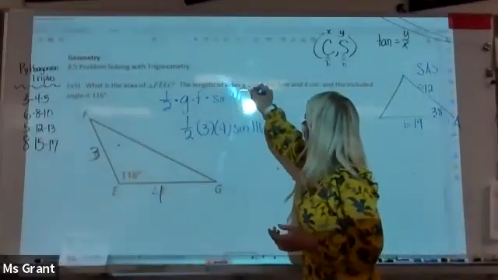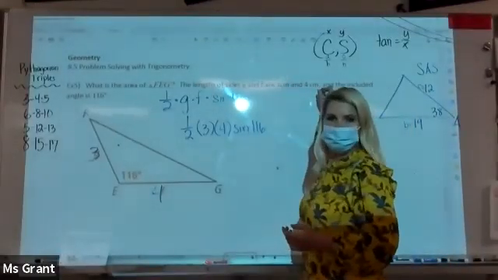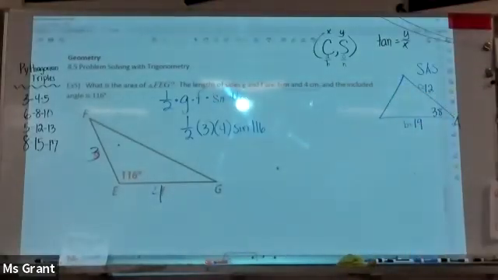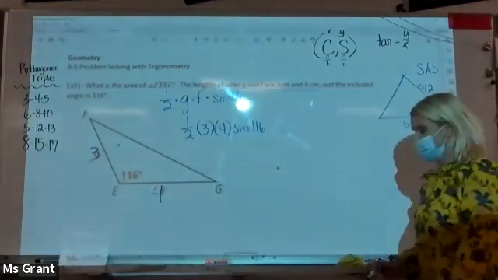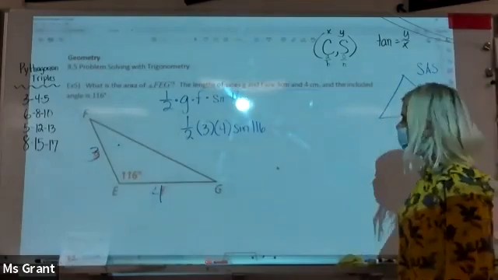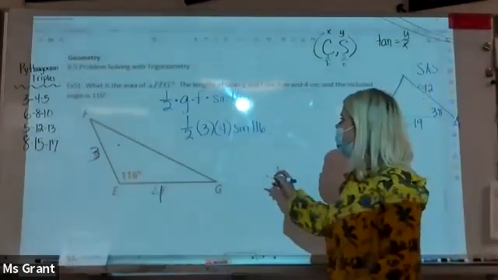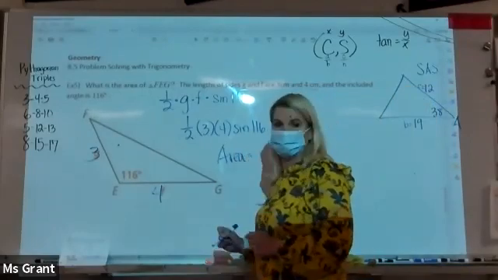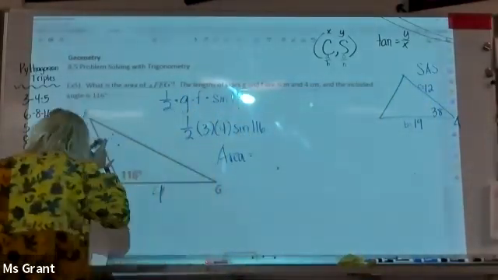Miss Grant, where did you get the 3 and 4? Oh, they told me the sides G and F are 3 and 4, because we read the problem, so we know what they're asking and all that. What'd you get? The area is, what?